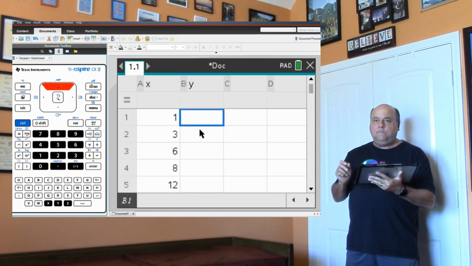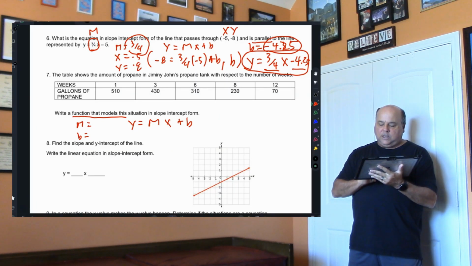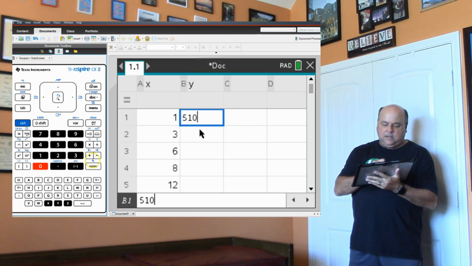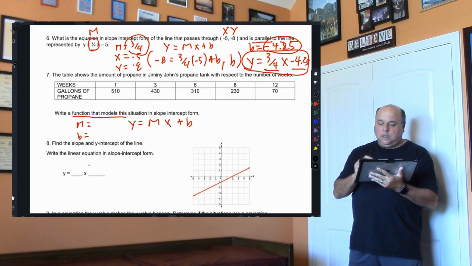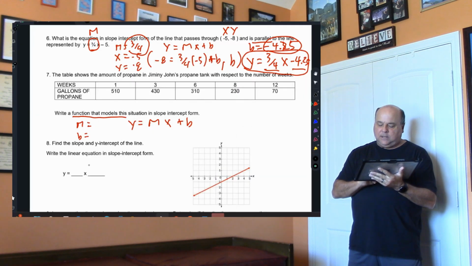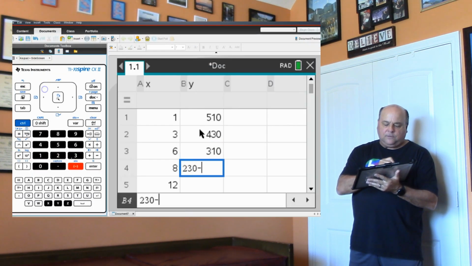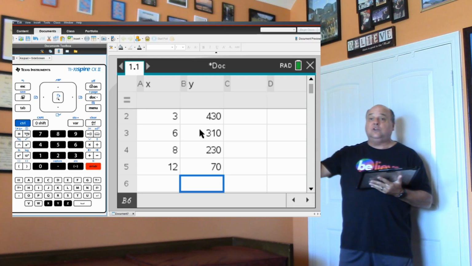Now then I'm going to go up, and now I'm going to punch in my y's. So my y's are 510, 430, 310, 230, and 70. Notice on this, the x's are getting bigger, the y's are getting smaller.